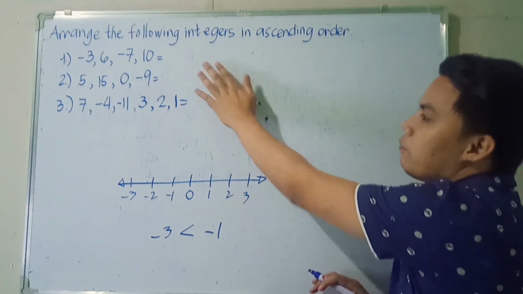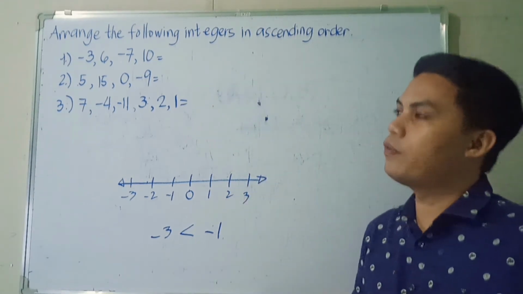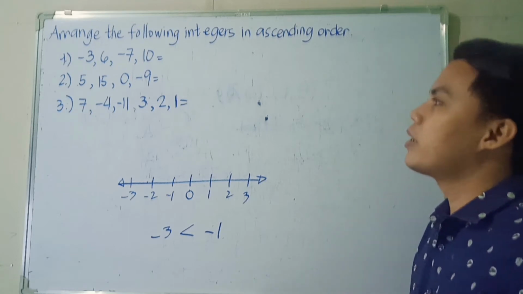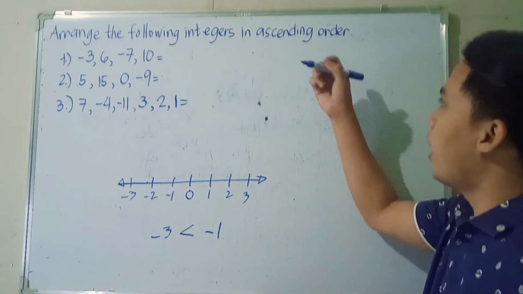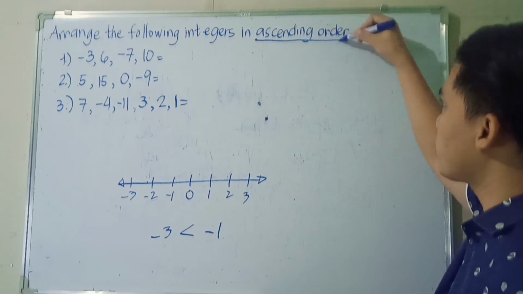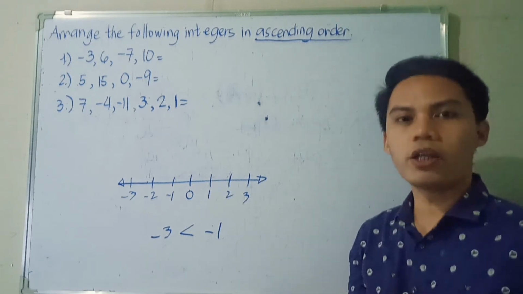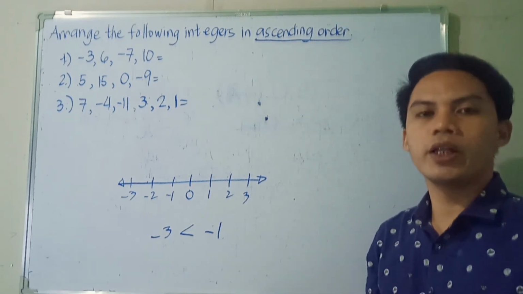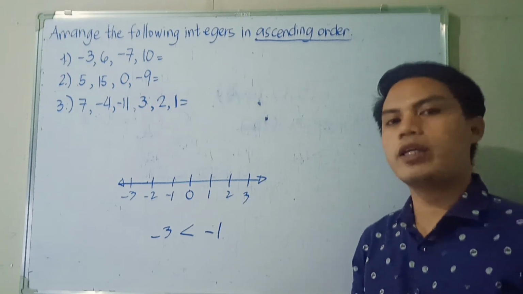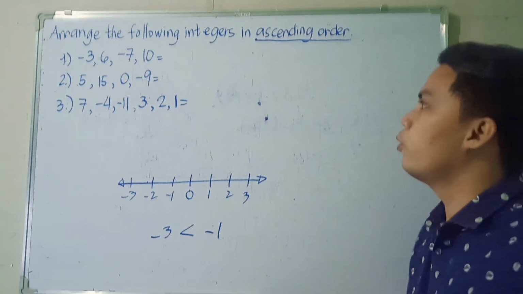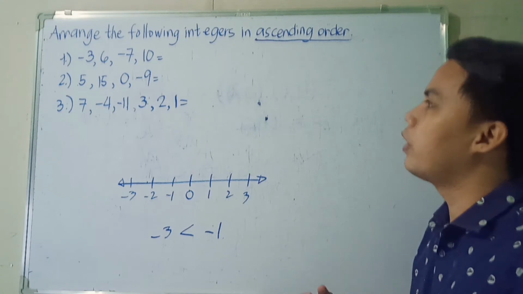So let us have number 1. We have negative 3, 6, negative 7, and 10. So since ascending order yung binanggit sa instruction, therefore we're going to arrange these integers from the least to the greatest. So uunahin muna natin yung pinakamaliit na value.